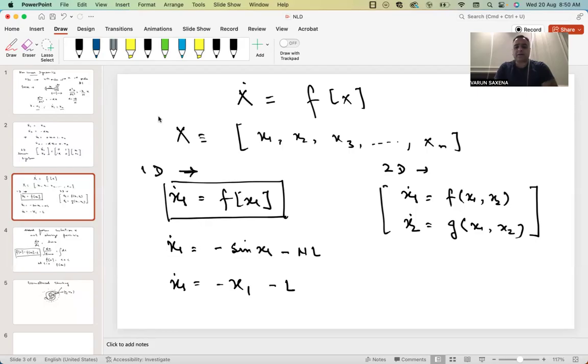Another could be x1 dot equal to minus x1. In this case, this is a linear 1D dynamical system. Moving to two-dimensional systems, the equation becomes x1 dot is equal to some function of x1 and x2, say f(x1, x2), and x2 dot is some function of x1 and x2, say g(x1, x2). Now, f and g are fundamentally different. If both these functions are linear, then you get a two-dimensional linear dynamical system. And if both these functions are nonlinear, then you get a 2D nonlinear dynamical system.